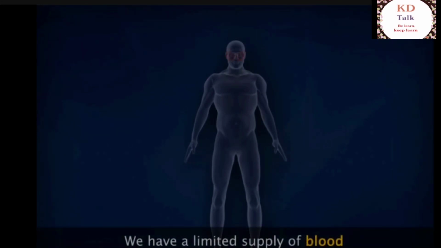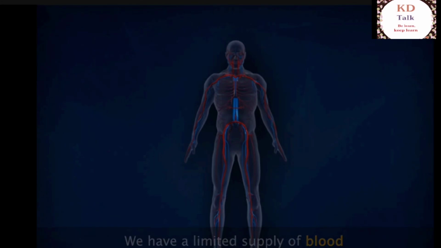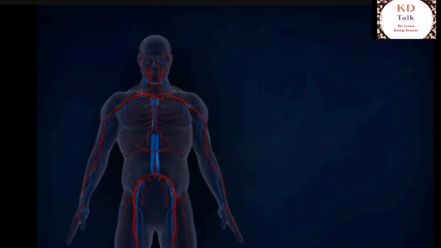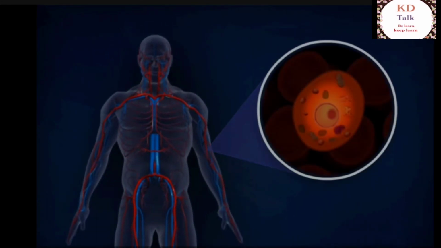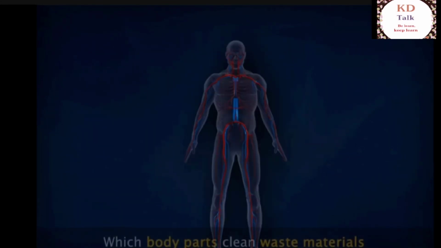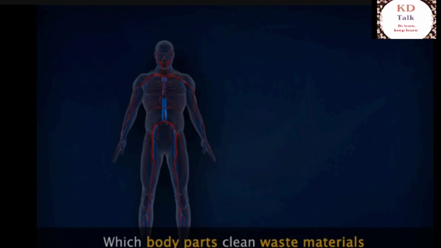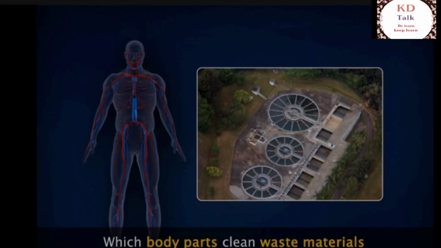In the same way, we have a limited supply of blood that keeps circulating inside our body. It transports useful materials to our body's cells. In return, the body cells release waste into the blood. What happens to this waste? Do we have body parts that can remove waste materials from our blood?